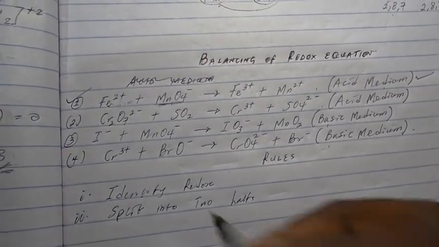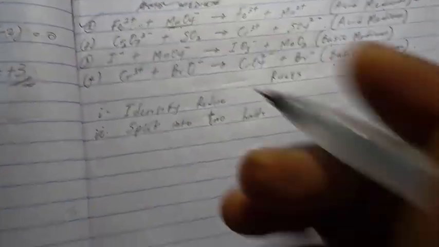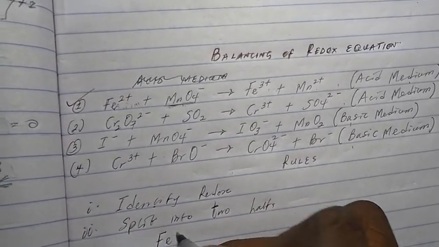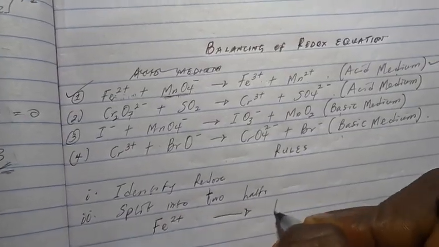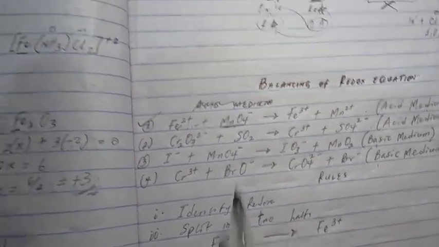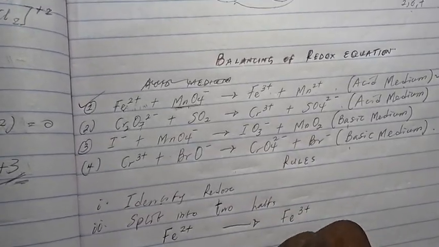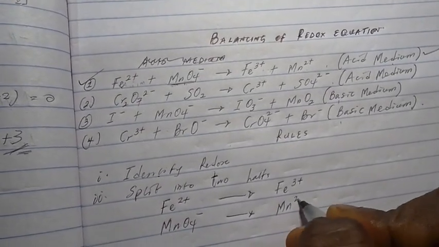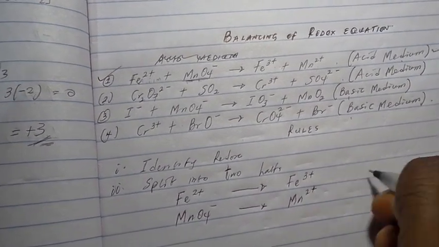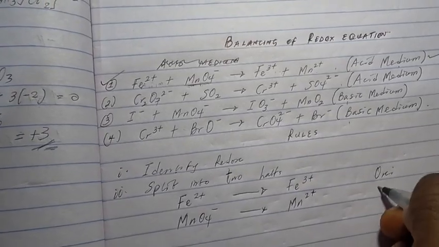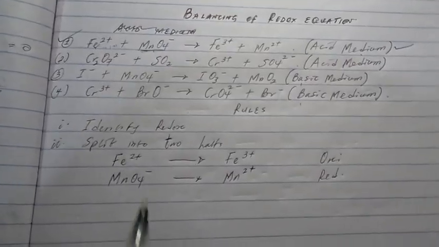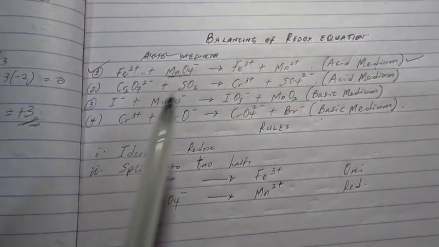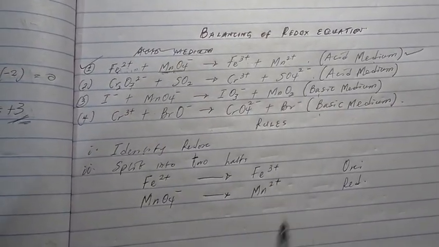So we want to split the reaction into two halves. How do we split it? You take the one that is undergoing oxidation and write it out. That's Fe2 plus to give Fe3 plus. Then the second one will be MnO4 minus to Mn2 plus. Make sure you pay attention. You are going to do the next one yourself. This one is called the oxidation half, and this one is called the reduction half. So you split the equation into two. The oxidation half is from Fe2 plus to Fe3 plus. The reduction half is for MnO4 minus to Mn2 plus.